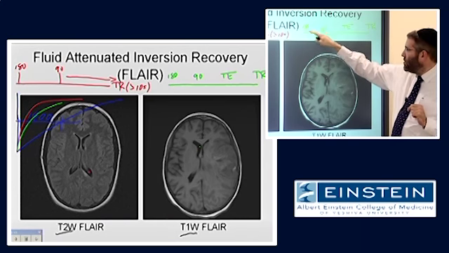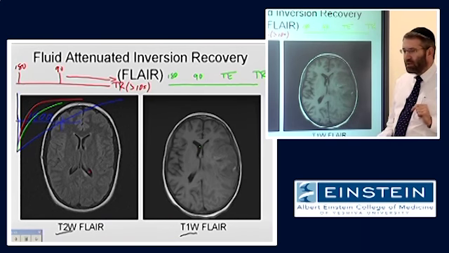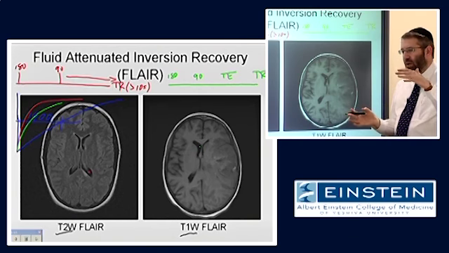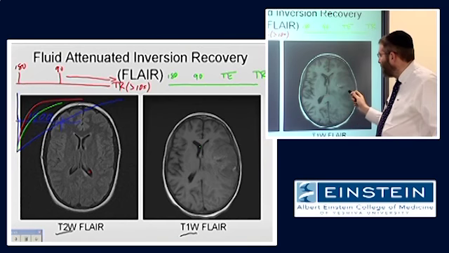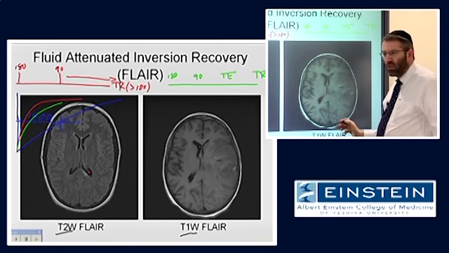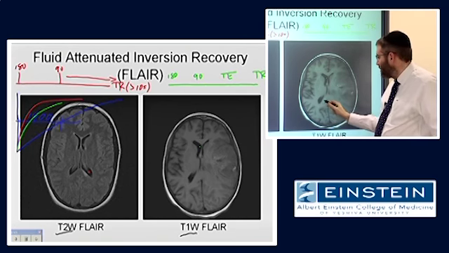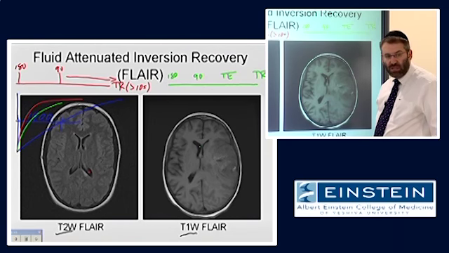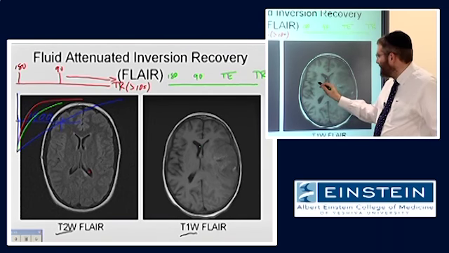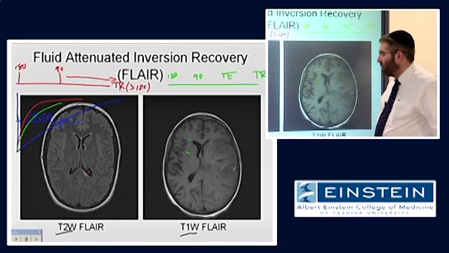And then the fact that we're using this inversion recovery component gives us even a greater amount of T1 contrast. So T1 FLAIR really dramatically enhances the quality of these T1 weighted images, both in terms of minimizing signal from CSF, as well as enhancing signal, for example, between gray and white matter.